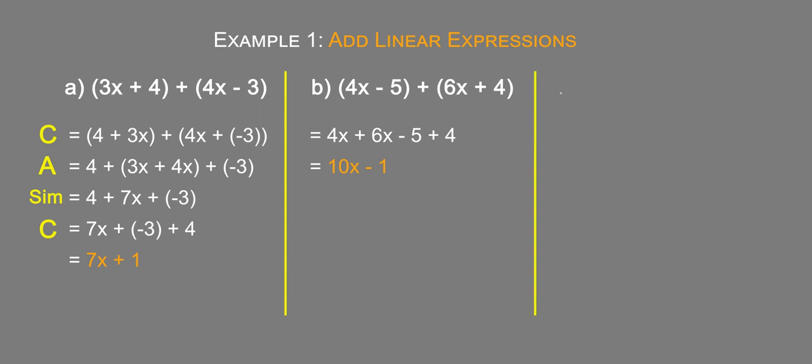We'll do the same thing with part C. We'll recognize that we can combine like terms using the associative and commutative properties. 7x plus 8x plus 4 plus 7. That equals 15x plus 11.